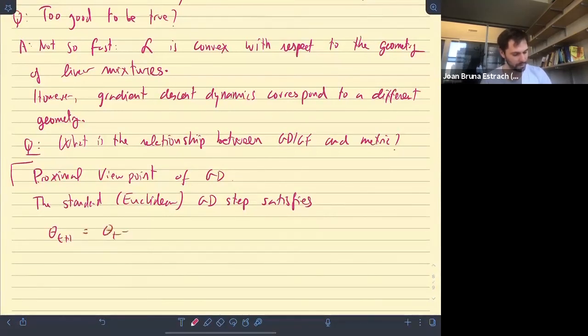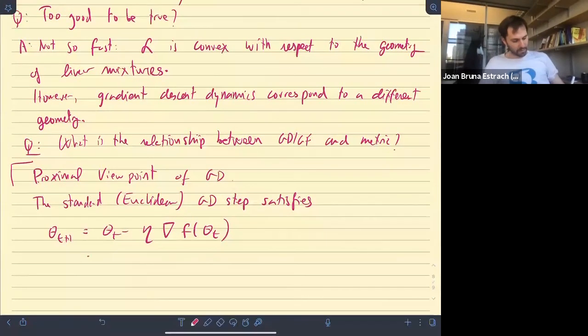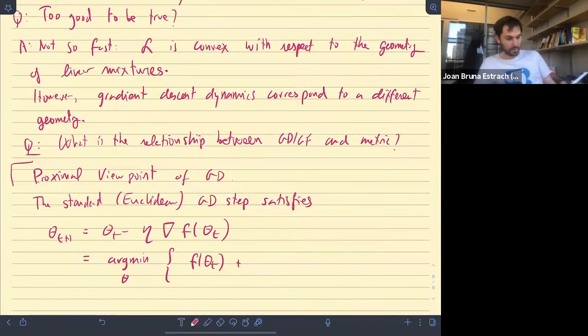We just write it as theta t plus 1 equals theta t minus some gradient step times the gradient of the function at theta t. And there's a way where we can write exactly what this update means as the solution of an optimization problem; this is called the variational view. So we can write this formula as the argmin with respect to theta of the function at theta t plus the gradient at theta t times theta minus theta t, plus 1 over 2 eta times the squared norm between theta and theta t.